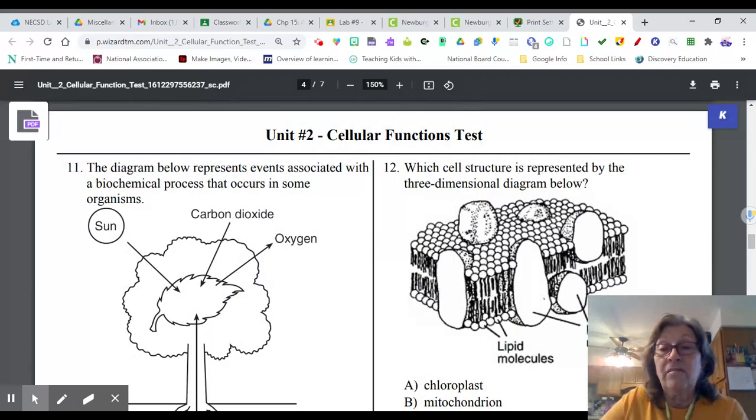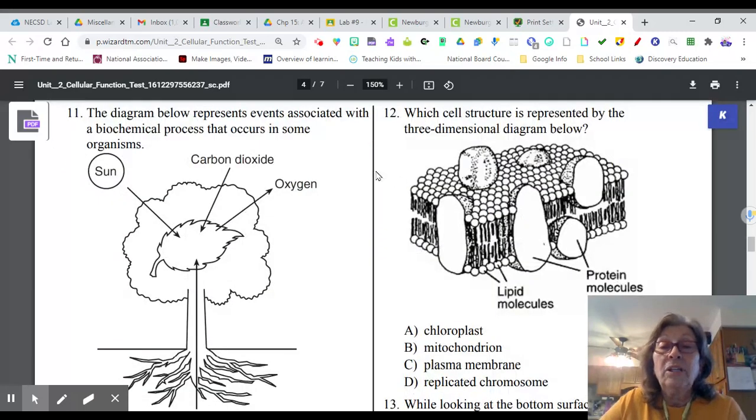Question number 12. Which cell structure is represented by the three-dimensional diagram below? We have lipid molecules and we have protein molecules here. Again, which cell structure is represented by the three-dimensional diagram below? A, chloroplast, B, mitochondrion, C, plasma membrane, or D, replicated chromosome.